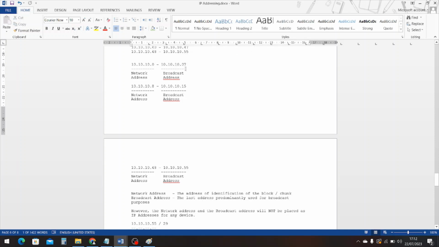Broadcast address. So in the total number of usable IP addresses, the starting IP address is the network address. But you cannot allocate it to your device.